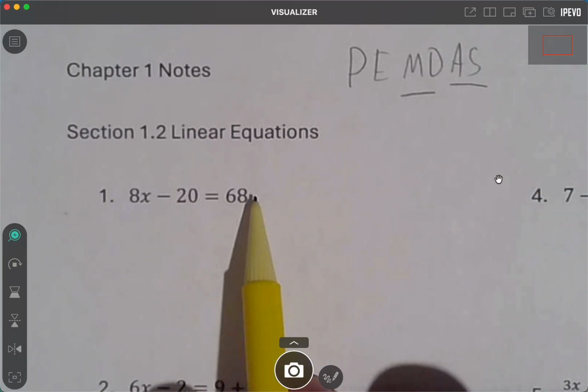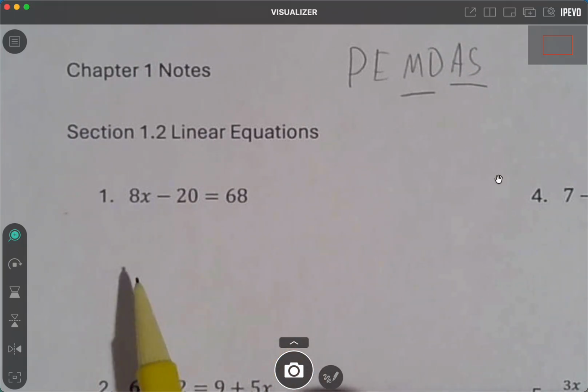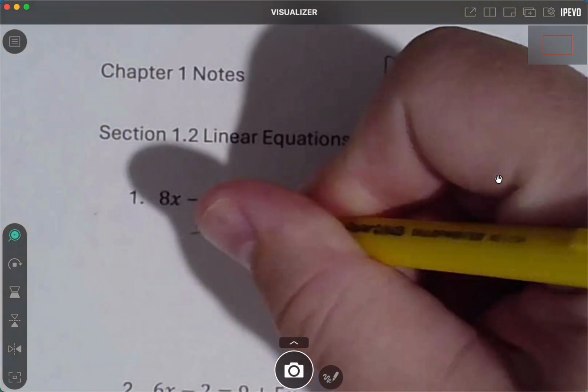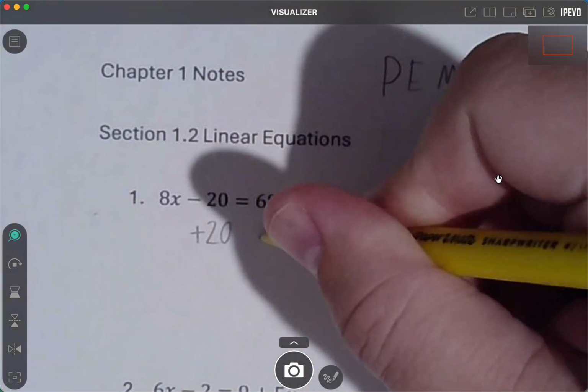So how do I get x by itself? Well, we do the reverse. Or in other words, we try to get x by itself and move everything else out of the way. Two different ways of saying the same result. Here's what we really mean. We're going to add 20 to both sides.